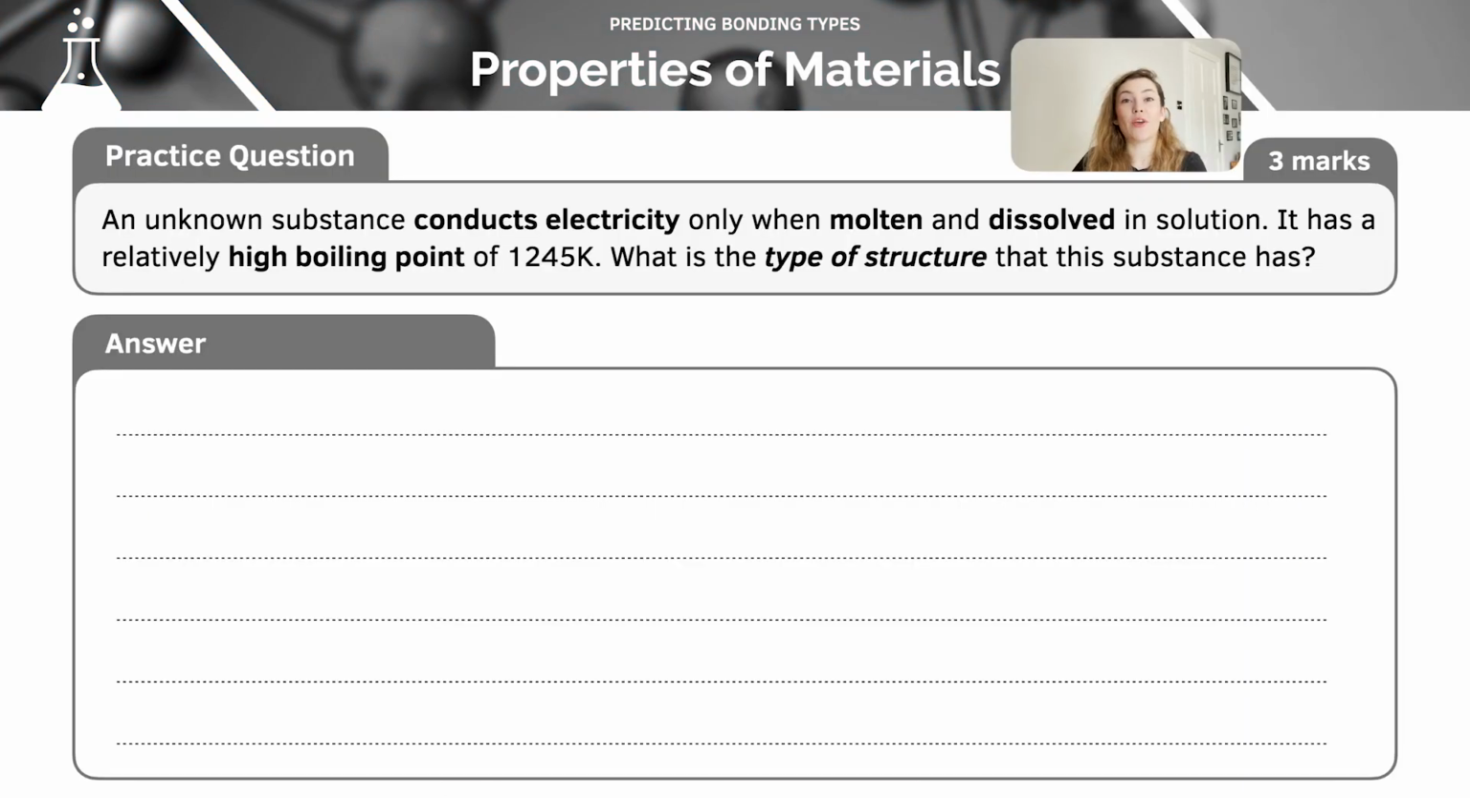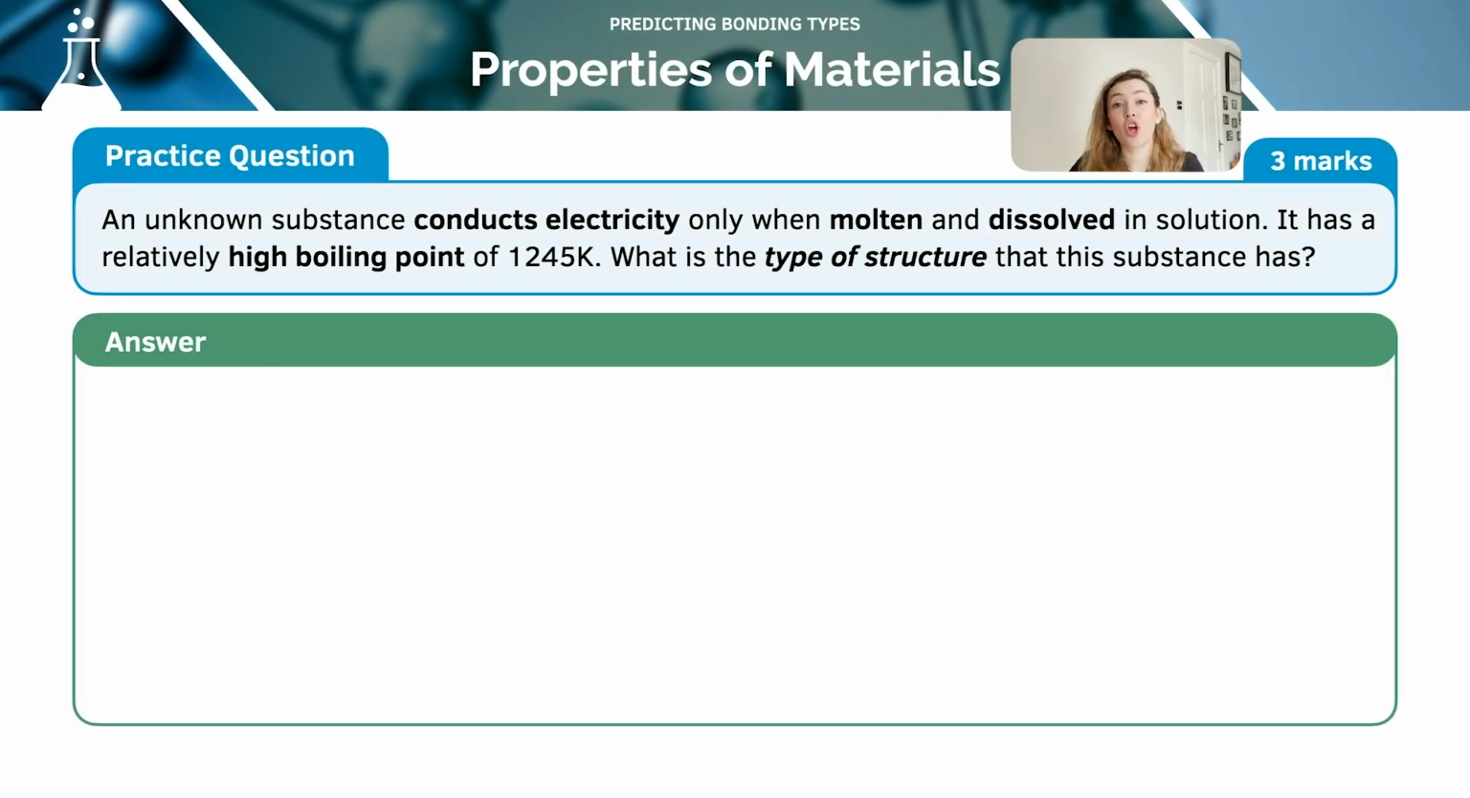Here's a question to have a go at yourself. So pause the video, give it a go. A structure that can only conduct electricity when molten or dissolved in water. In my head, I'm going to be thinking ionic. Okay, so an ionic compound. But I'm going to check a few other things as well. Remember, the reason why they can conduct electricity when molten or dissolved is that they've got those mobile charged particles that are able to carry a charge in those cases.